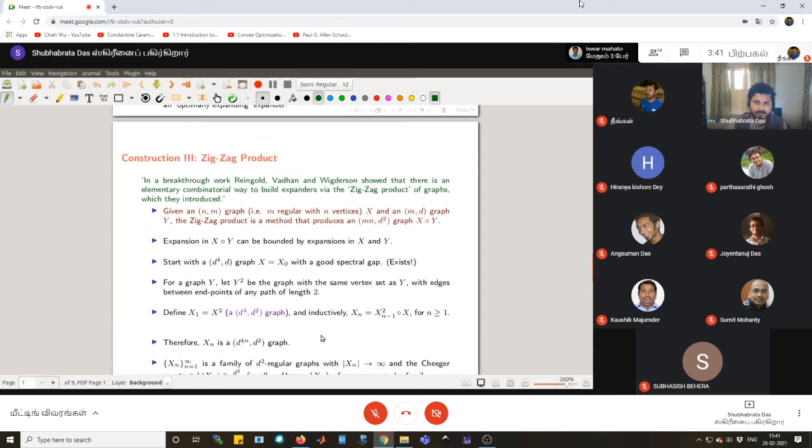So these are the two constructions of expander graphs, different expander families I wanted to outline.